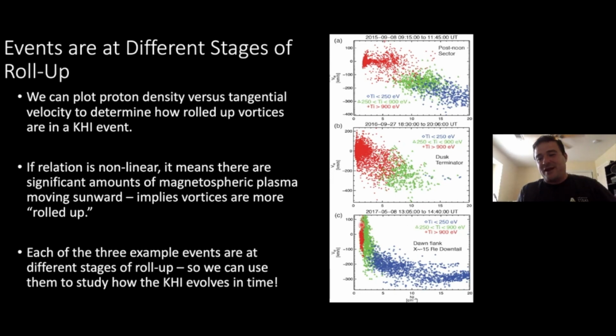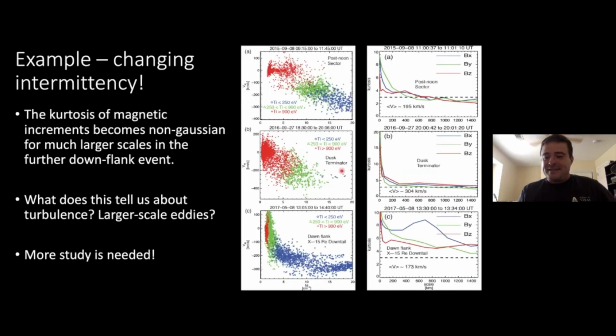As we get further down the flanks, it gets really rolled up. It gets really nonlinear. And so if we look at that intermittency I was talking about, in the first event, this is what we've already shown. You start to get non-Gaussian wings at very small spatial scales, but as it gets rolled up, we actually see intermittency just everywhere. It's no longer Gaussian anywhere.